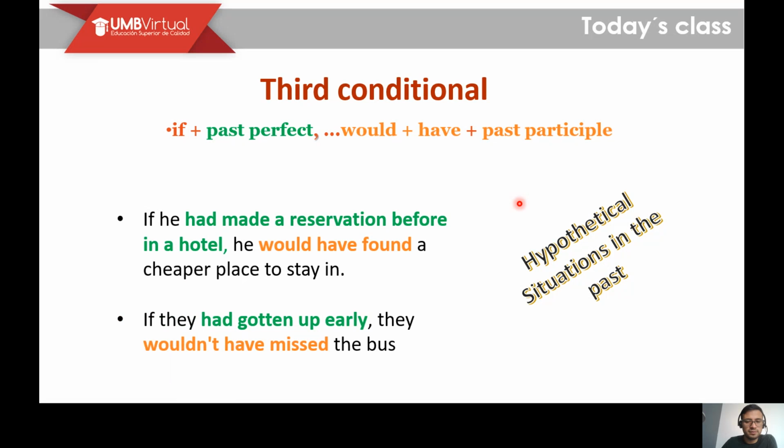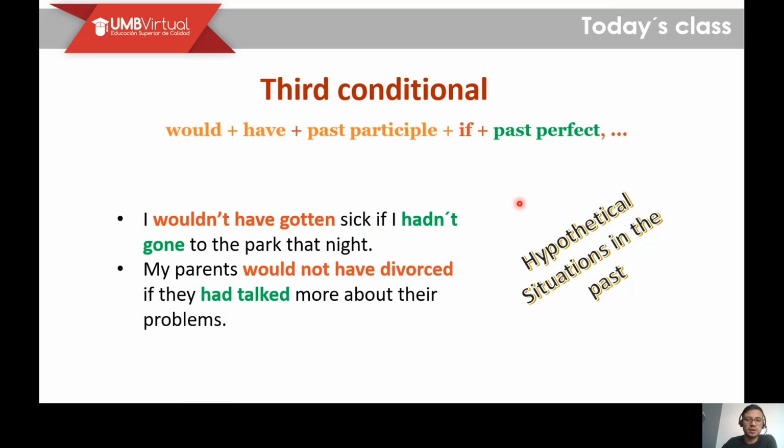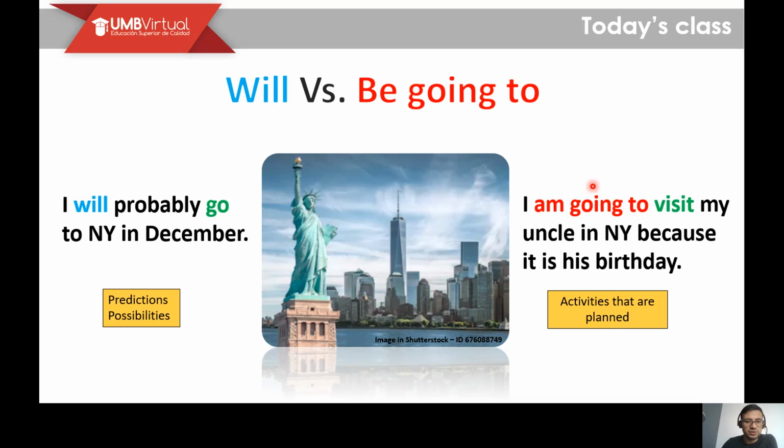Vamos a continuar. Aquí está la otra forma que les decía. Tenemos la oración sin coma, ¿cierto? Porque está el resultado primero. I wouldn't have gotten sick if I hadn't gone to the park that night. Listo, siguiente tema. Will versus be going to.